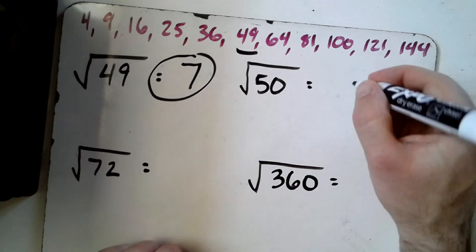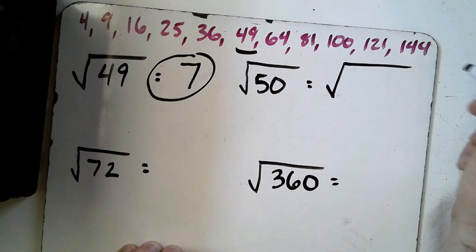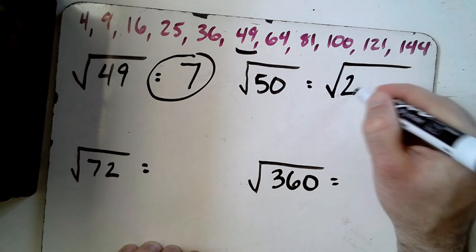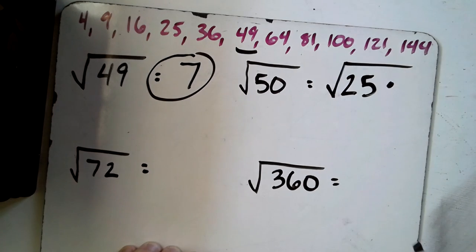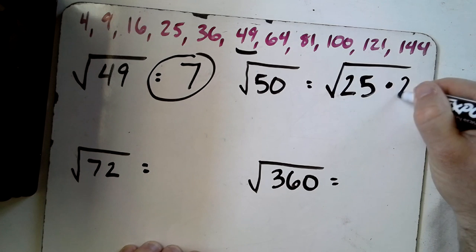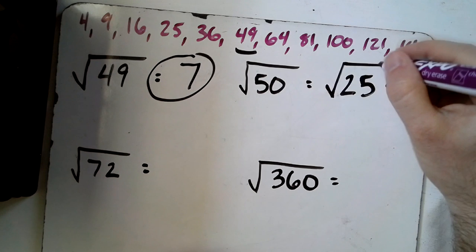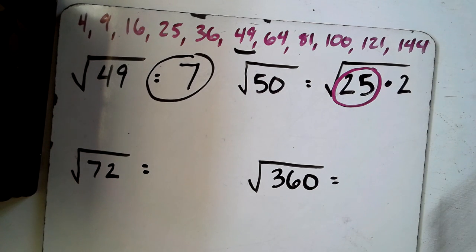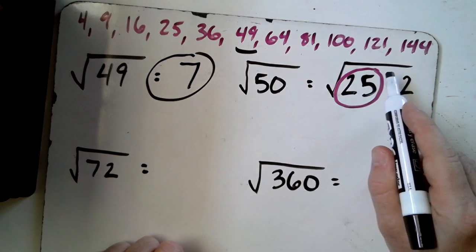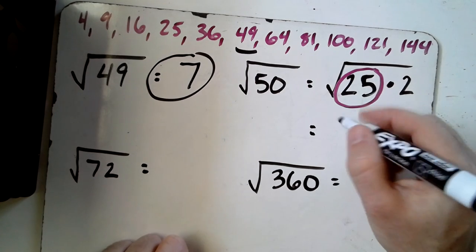So here's how we do this. We're going to split this radical into those factors. So we're going to split it into the square root of 25, and then 25 times what gives me 50? Now you're just dividing, 25 times 2. What I like to do then is circle my perfect square. So here's my perfect square, that's 25, and that's the largest perfect square that's a factor of 50. So now I ask myself, what is just the square root of 25? And I'm going to pull that out of the radical. The square root of 25 is 5.